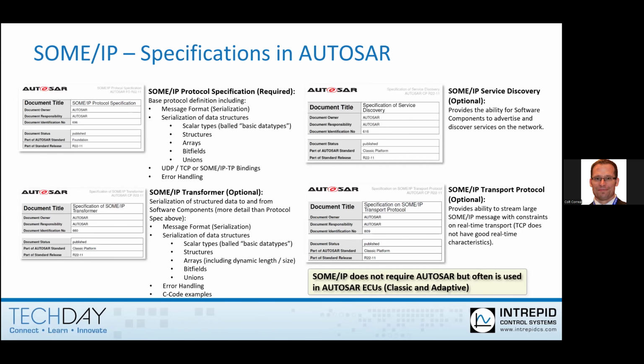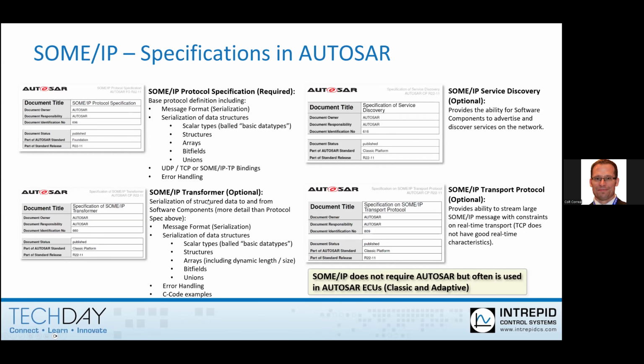So in SOME/IP, one of the things that we can do is discover services dynamically, and that's in the optional part of the protocol, which is called service discovery. And I say it's optional, but I've yet to see an implementation of SOME/IP that does not use service discovery. So most implementations that I've seen of SOME/IP have service discovery. But that's the second document, second specification. We're going to go through all of these briefly before we conclude today.